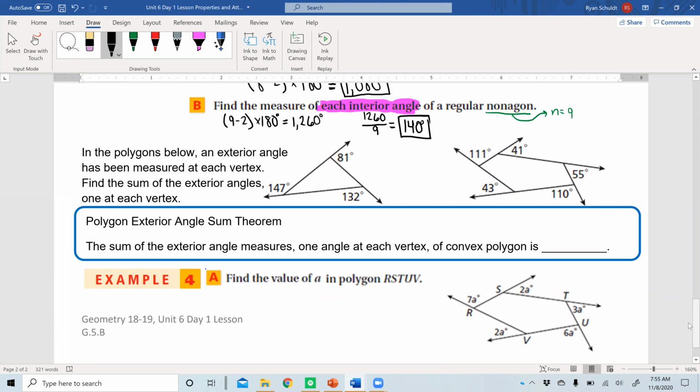Okay, we're getting down to the end finally. So in the polygons below, an exterior angle has been measured at each vertex. Find the sum of the exterior angles. So they just want us to add these up. So here goes. 147, 132, and 81. If you add them all up, what do you get?